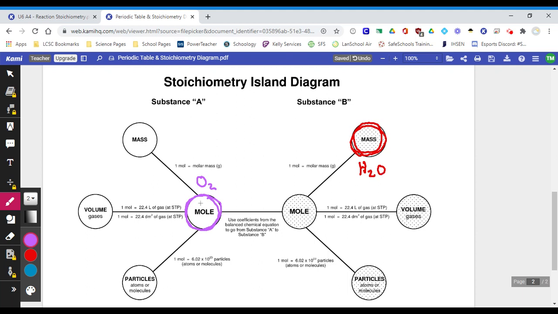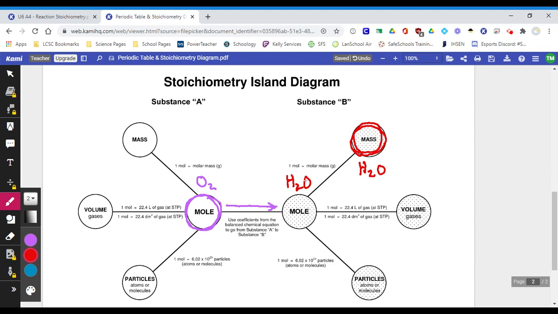So the stoichiometry diagram will help me figure out where my path leads me, in other words, what conversions I need to make. In order to get from moles to grams, I can't just jump straight there. I wish, but we don't have a conversion that goes straight from moles of one thing to grams of another. Instead, this is the path I have to take. I'm going to have to go from moles of O2 to moles of the new chemical I'm looking for, in this case, H2O.